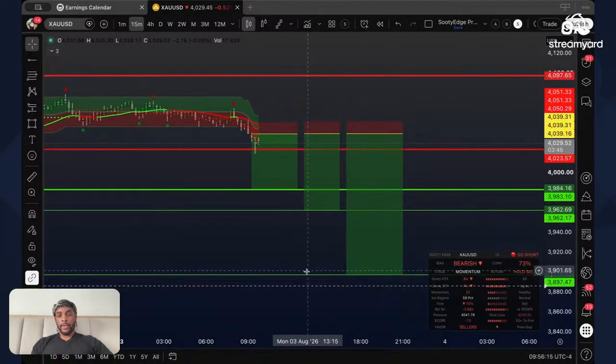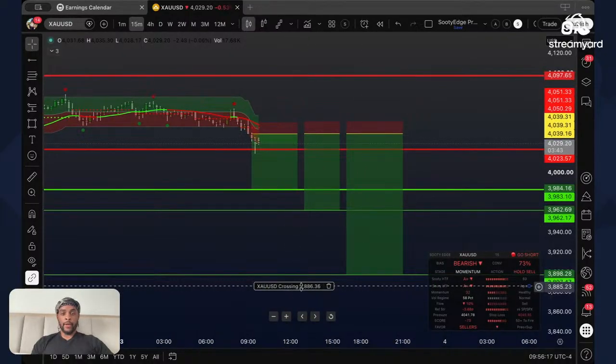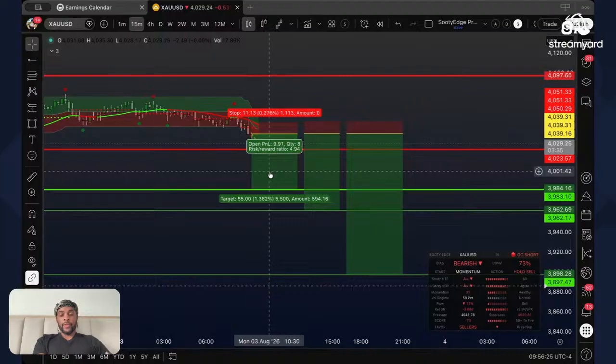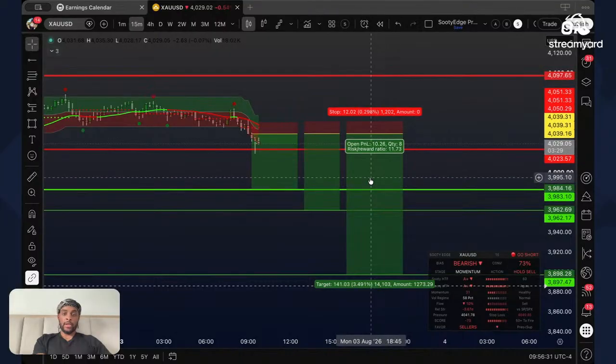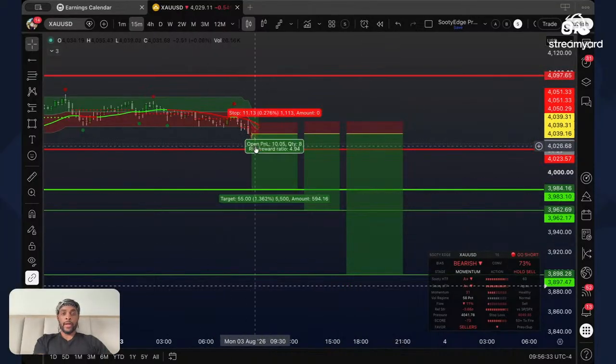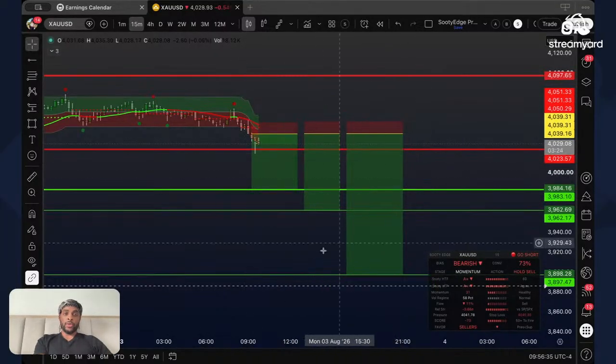Right. So these are what my trades are looking at right now. And then this alert down here, that's the low that I'm looking for it to really go to. So I'm looking at a $55 drop here, $76 there, and then a 141 there. This is what I'm looking for gold to do this week.